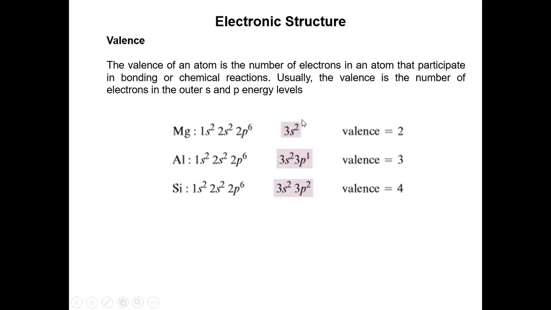So these electrons are not stabilized electrons. They can participate in bonding with other materials or the same element. So that's why we call those valence electrons. But this is not true for every case. You will see when we talk about the transition metals.